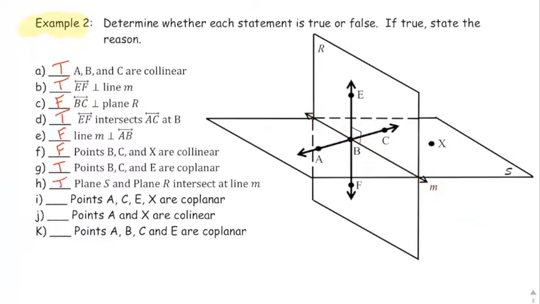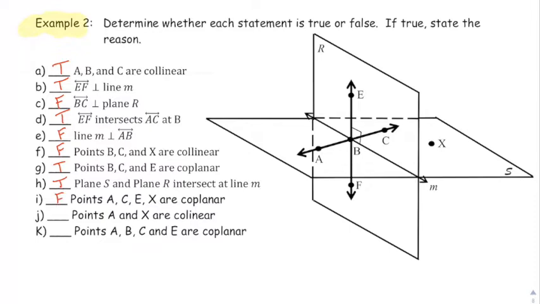Okay, and then I guess these ones here that I added in. So we have A, C, E, and then X. So let's find all those. A, C, E, and then X. Are those coplanar? I think three of these points are on plane S. But then since you have that one point E, that looks like it's on R right there. These are not going to be coplanar, so that'll be false.